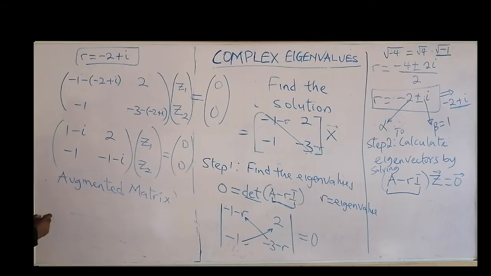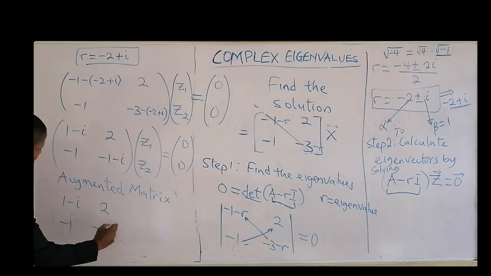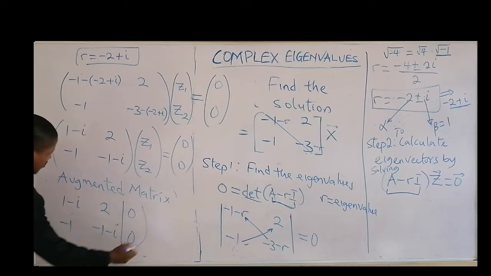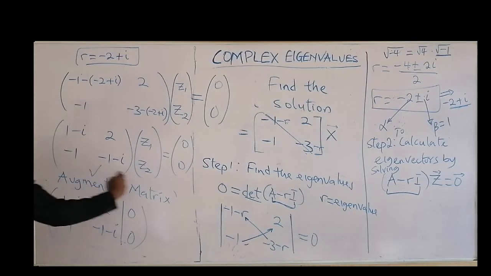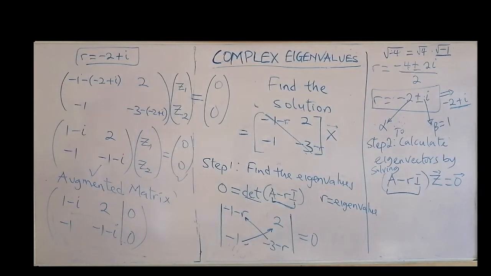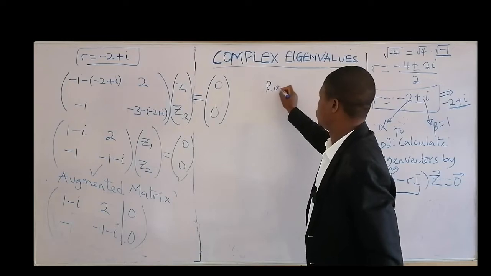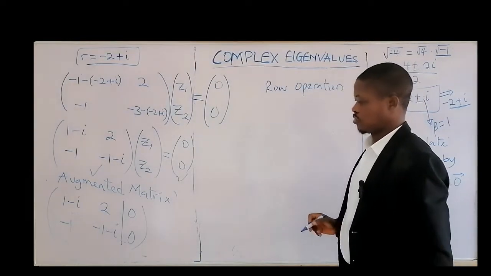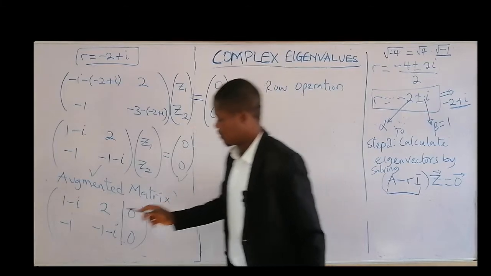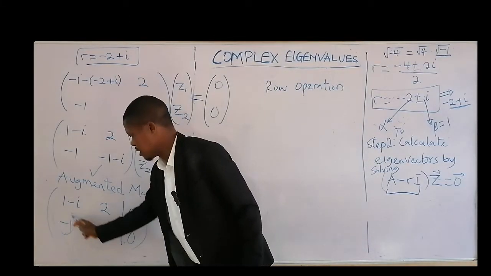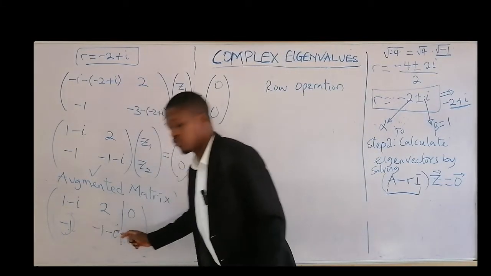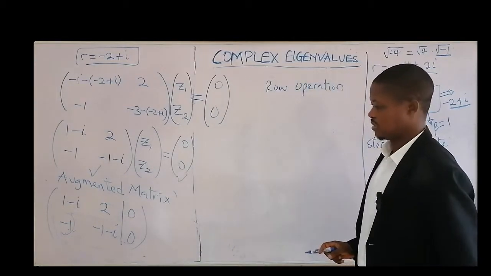And that is what? That is 1 minus i, 2, minus 1, minus 1 minus i. Then you put your slash, 0, 0. So we are combining this matrix and the equal value. Then the next thing we want to do now is to do the row operation. What we want to achieve is to have, at least on the second row, 0 here, or everything on the second row to be 0. So that was our target.